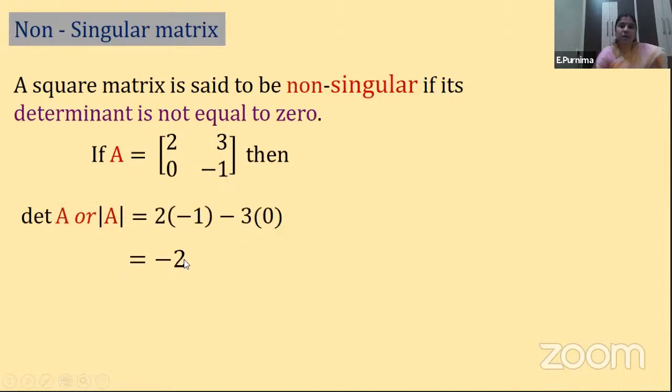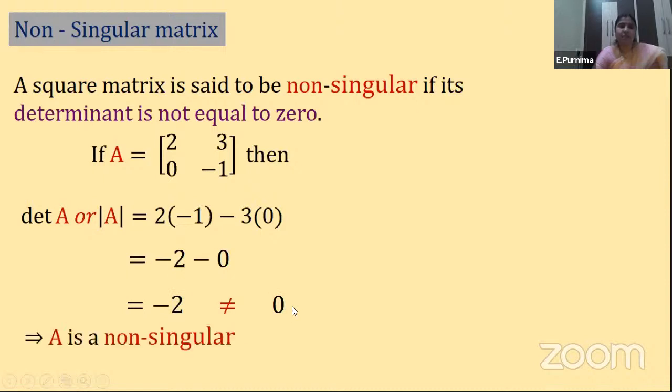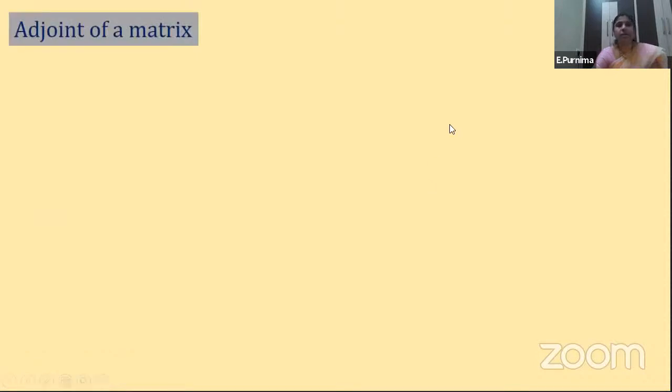So that is minus 2 minus 0, which is minus 2, which is not equal to 0. So here, because the determinant is not equal to 0, we say that A is a non-singular matrix. Is it clear, children? A is a non-singular matrix. Understood now? Next.